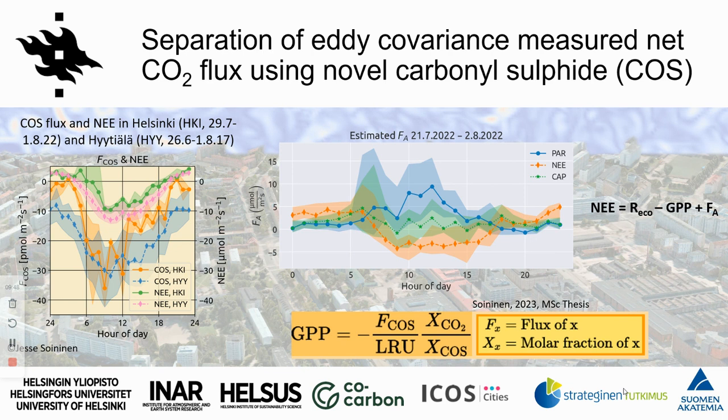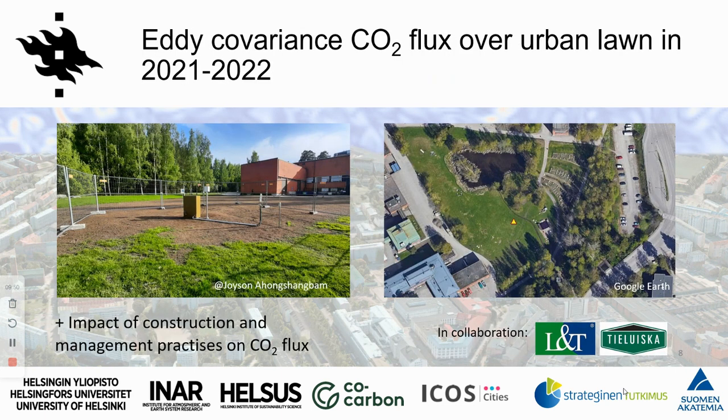Of course, one alternative method is to have this neighborhood-level eddy covariance tower where you also measure anthropogenic emissions. But of course, one method of measuring more locally, measuring urban vegetation, is that you simply establish a smaller eddy covariance tower. So this is what we did over 2 years. We put an eddy covariance tower over an urban lawn. It was a bit more than 1 meter high.